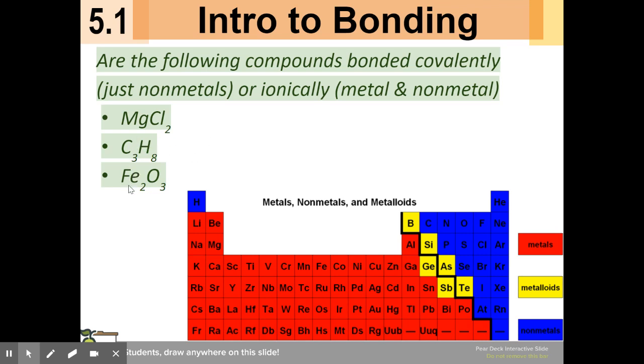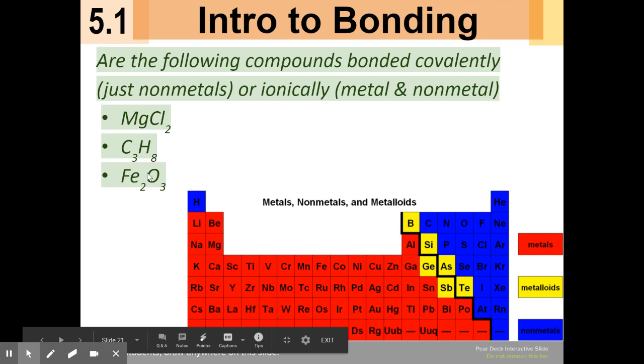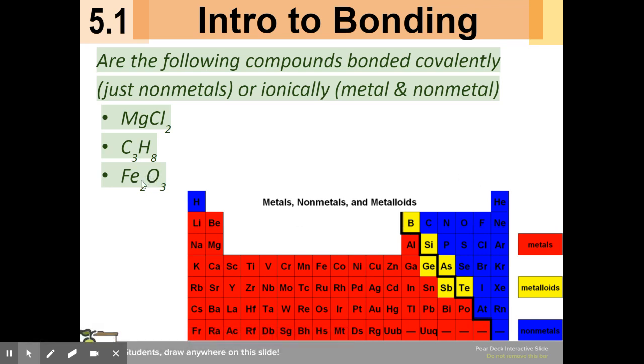Lastly, iron oxide, okay? Iron, Fe. Well, I mean, it's iron, guys. It's a metal. But here it is. Iron is a metal. Oxygen is a non-metal. Y'all know oxygen. You breathe it. It's not a metal. It is a non-metal. So metal and non-metal together make an ionic compound.